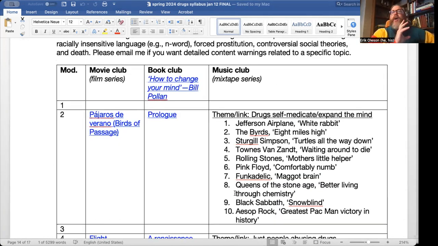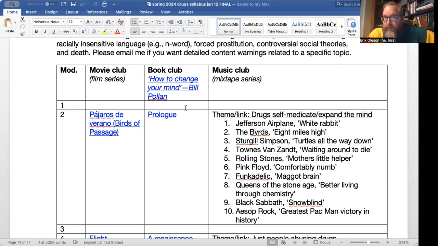So here, do you want to learn about and consider drugs by listening to music, reading a book, or watching movies? For the book is How to Change Your Mind by Michael Pollan. This is a book that has also been adapted into a Netflix series that explores the use of psilocybin and psychedelics for mental health and general well-being. If that sounds interesting to you, there is a book club here for you.